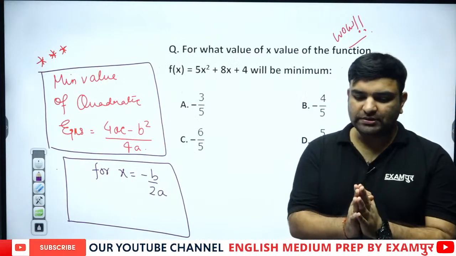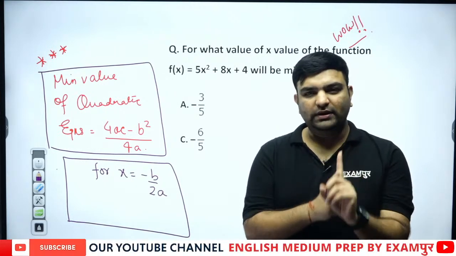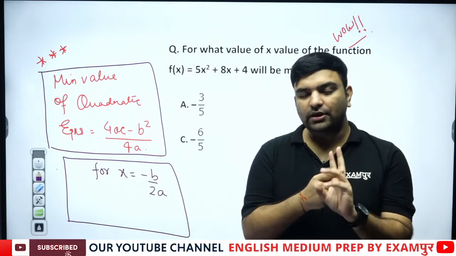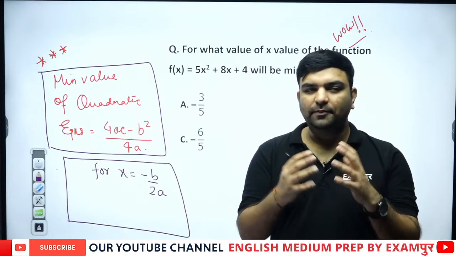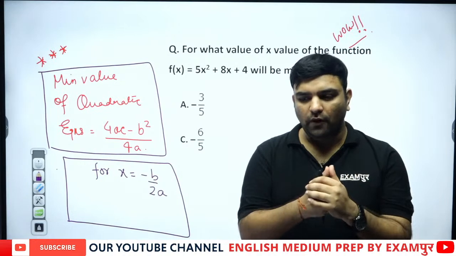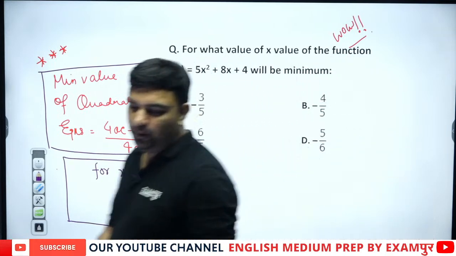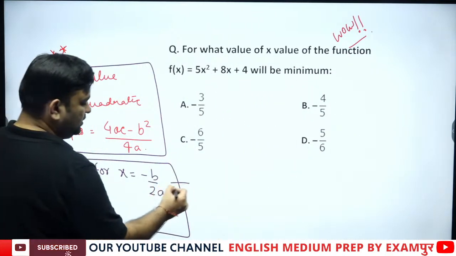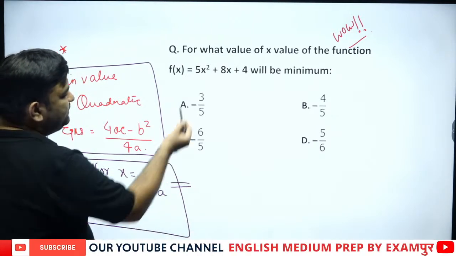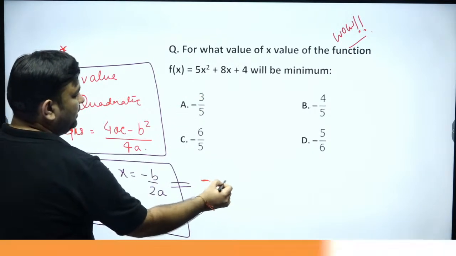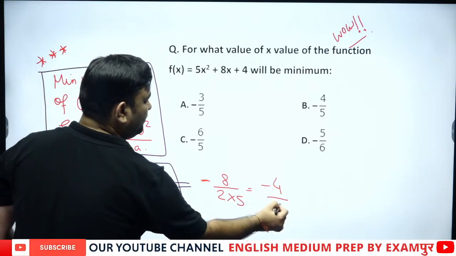Okay, there can be two questions. One is what is the minimum value of the quadratic equation? And the second question can be for what value of x it would be minimum. In that case, answer would be minus b upon 2a. So minus b is minus of 8 over 2a, minus 4 by 5.